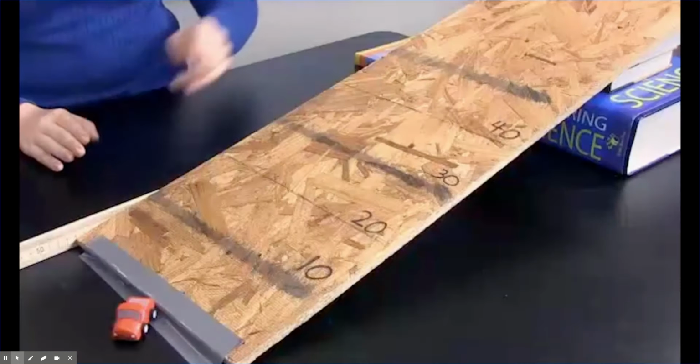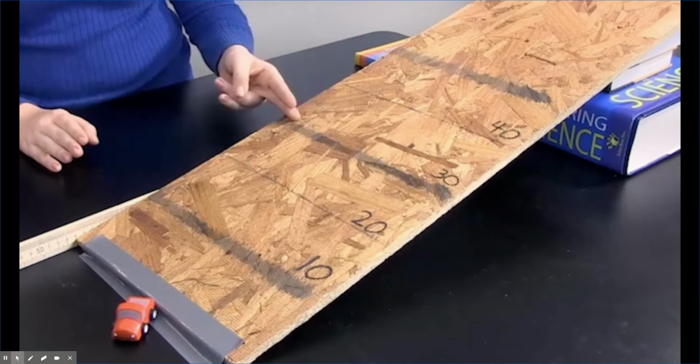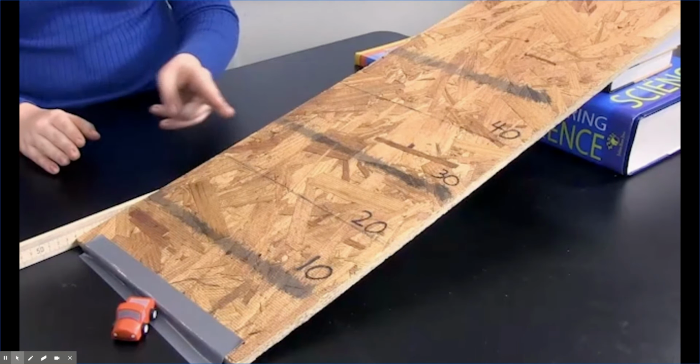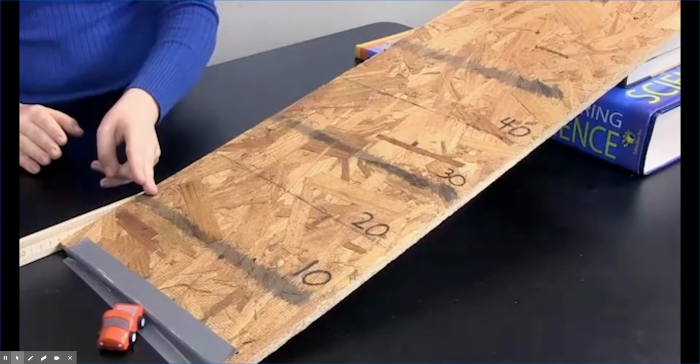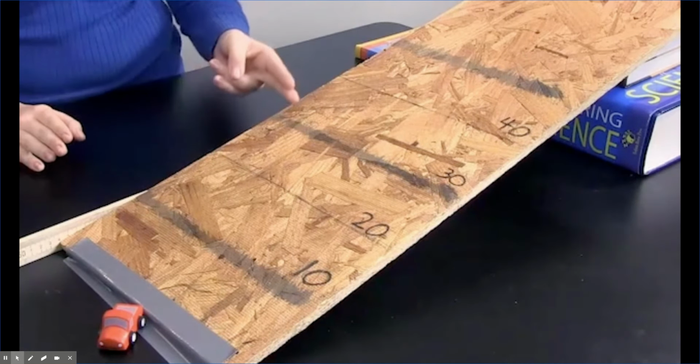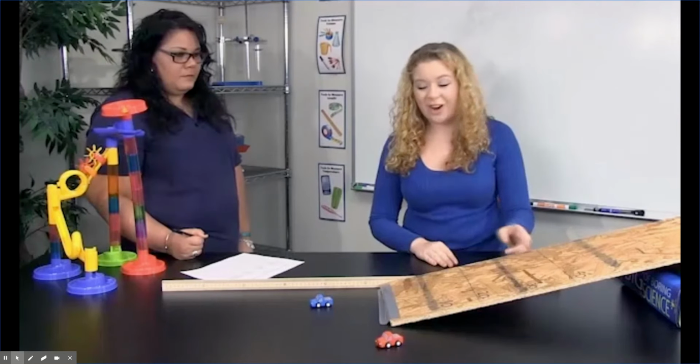Great idea. We'll need to use the meter stick to mark some different distances on the ramp, and to measure the distance the toy car travels each time. The ramp can stay at a constant height, and we can change the starting point of the car to see what effect that has on the distance. Let's try it.